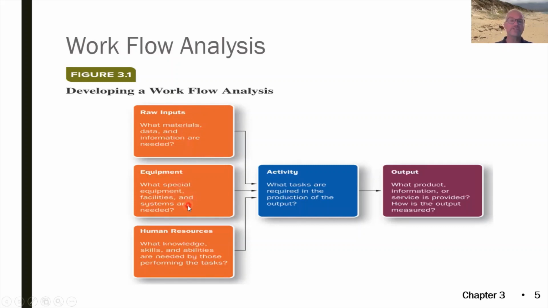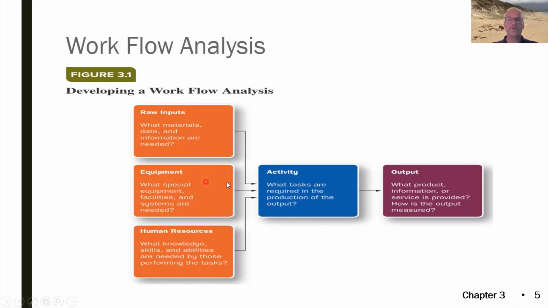Equipment, special equipment, facilities, and systems. Again, we talked about the coffee makers, the cash register, the lights, the queuing equipment, all that sort of stuff, the facilities in Tim Hortons. And the human resources: what knowledge, skills, and abilities are needed, all right? The ability to understand English, the mobility to be able to walk over and push the coffee maker, etc.